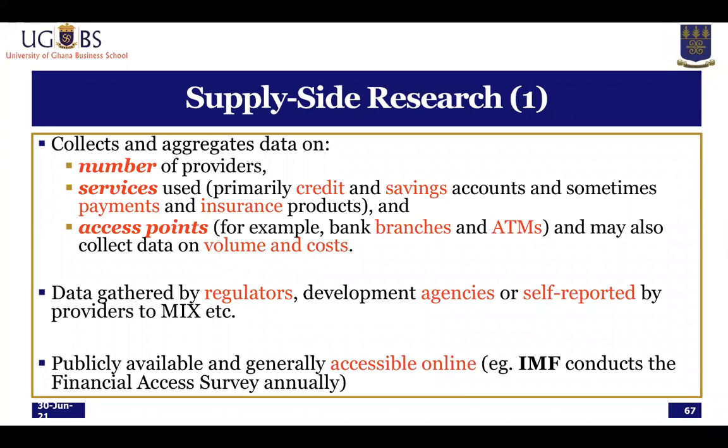Then the next question is, aside the number of providers, what are the services that are used? So primarily you get credit and savings accounts, sometimes payments and insurance products. So these are the typical ones that you see. In our setting, you find that they just block us into checking accounts, and then savings accounts and a few other simple accounts. Currently, I think we have some ATM accounts and some kind of special accounts.